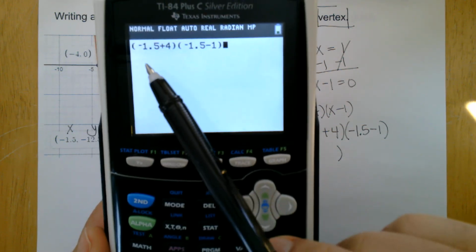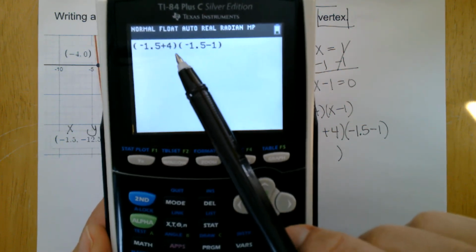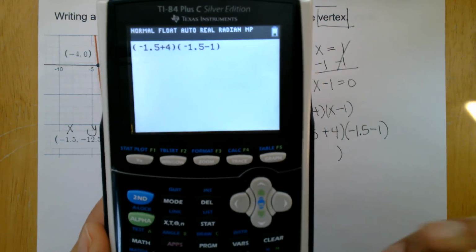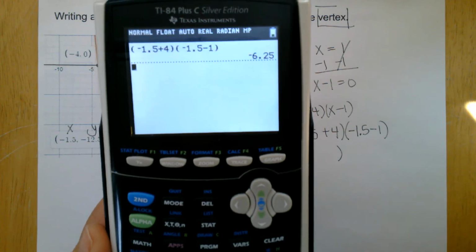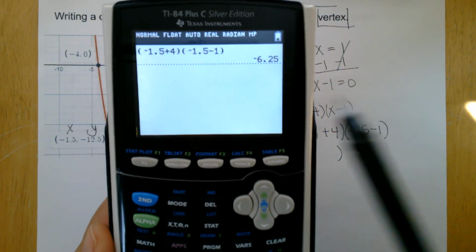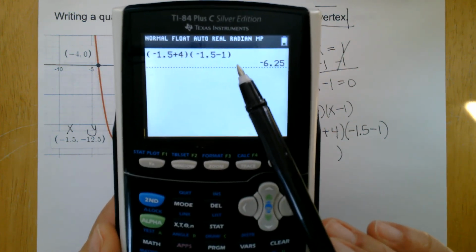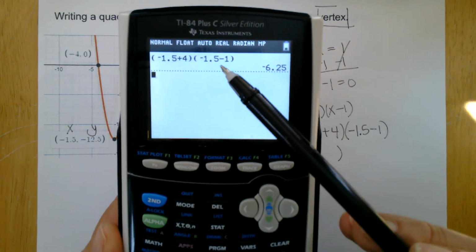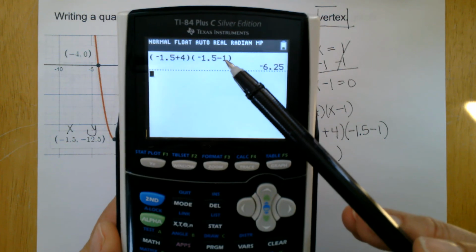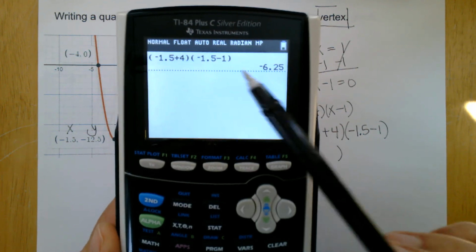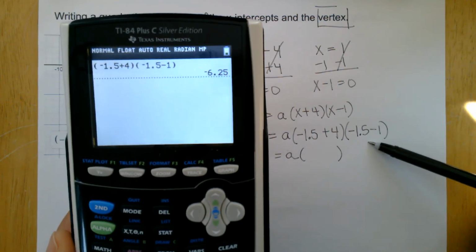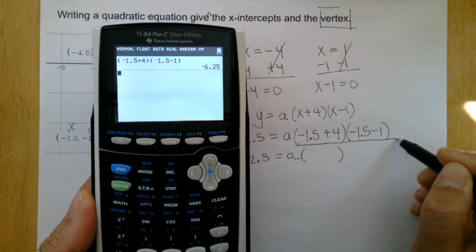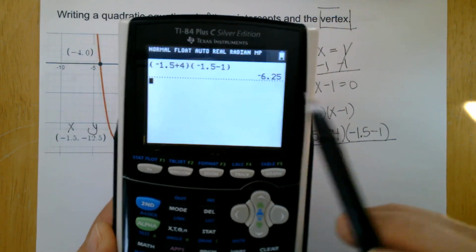So I have my -1.5 plus 4, and I use my parentheses to represent multiplication, -1.5 minus 1. I highly recommend you do it this way every single time. I don't want you to get these wrong just because of negatives, or you didn't add correctly, or you didn't multiply out correctly. So please, I would encourage you to do it this way. Just put everything in just like you see it here, except no a. You just put in this part of it. And I get -6.25.